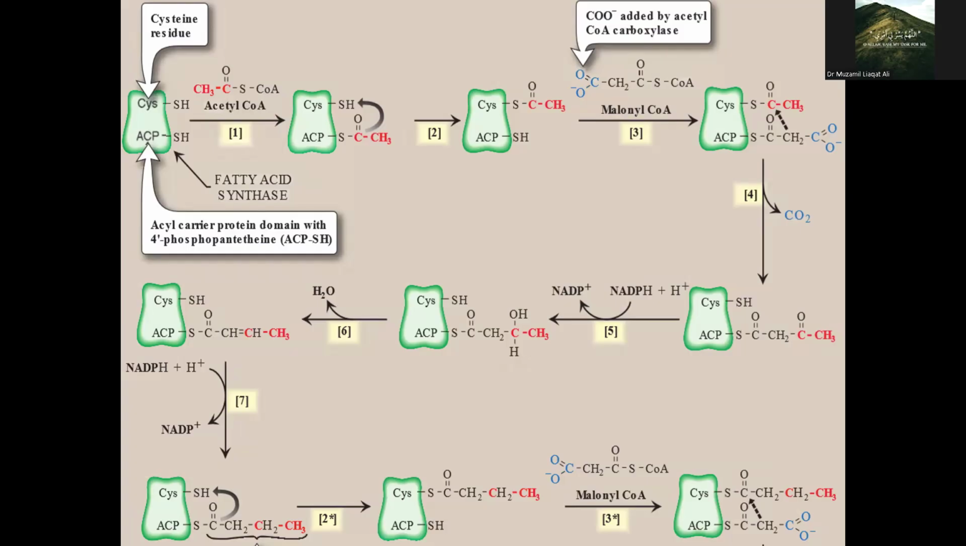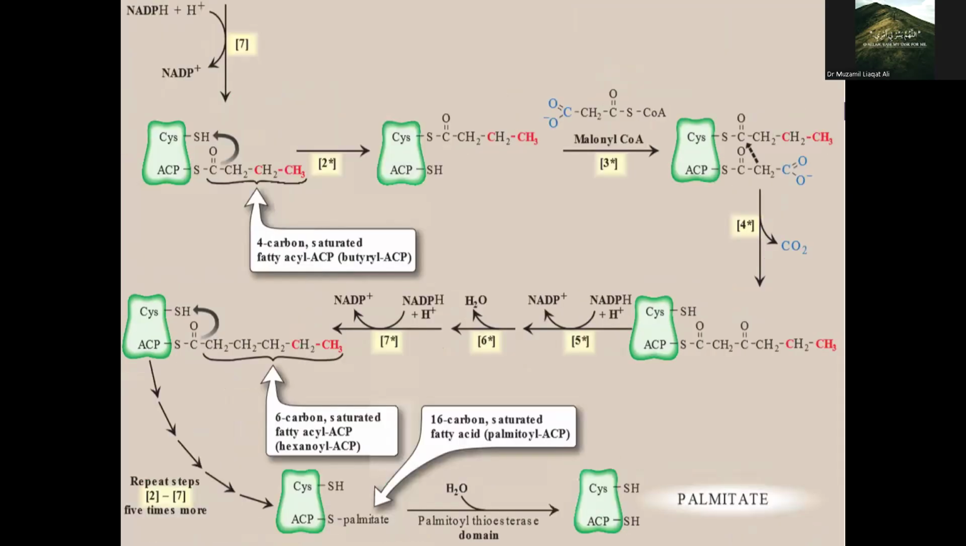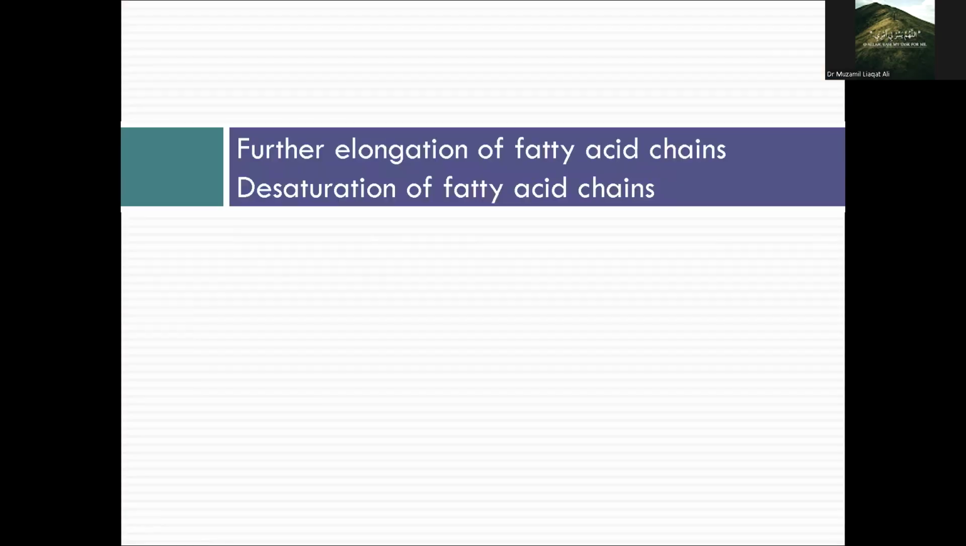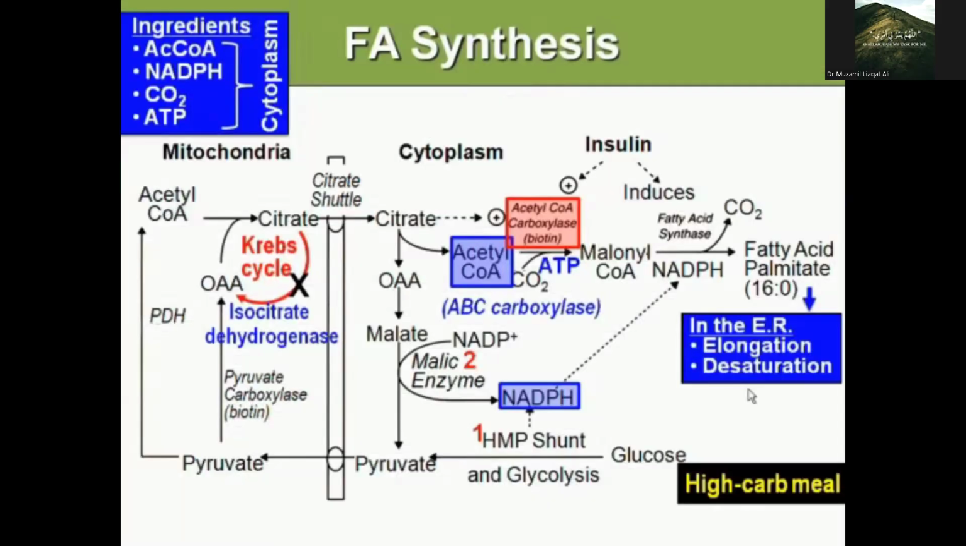This illustration shows the complete steps of this pathway. And at the end, you get the palmitate. Now, let's discuss the further elongation of fatty acid chains. As we discussed, palmitate is produced, and palmitate is not the end.